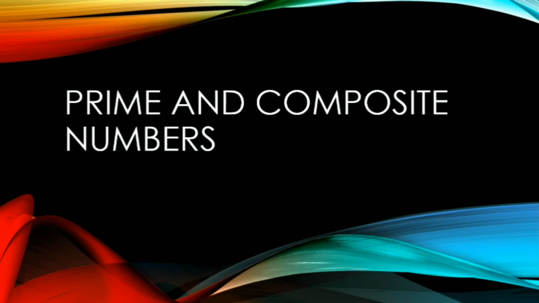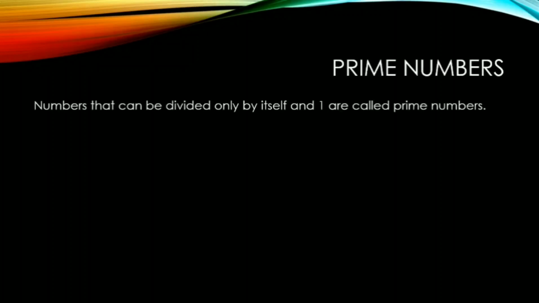Today we will discuss prime and composite numbers. So what is a prime number? Prime numbers are numbers that can only be divided by itself and 1. For example, 2. 2 has got only two factors, that are 2 and 1. That is, 2 can be divided by 2 and 1. There are no other numbers which can divide 2.